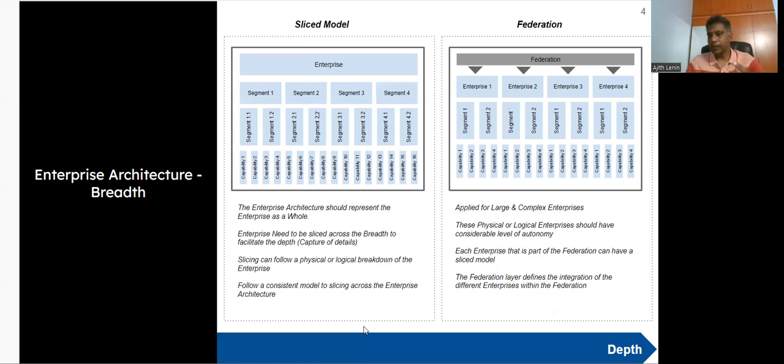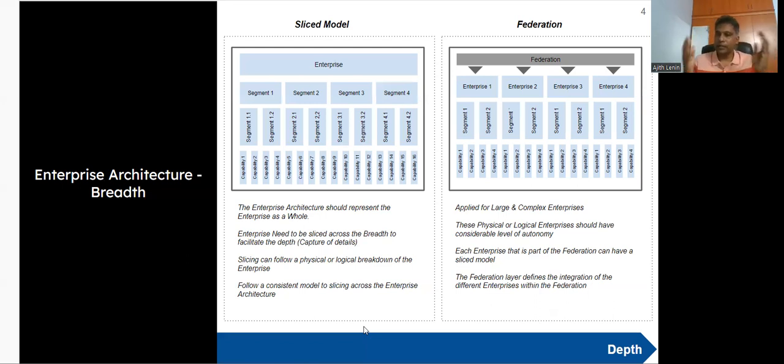The purpose of breaking it down is that when we go into the depth, we cannot always have the entire enterprise represented in the details. So breaking down across the breadth facilitates capturing the details. The breaking down of the enterprise can be a logical split, a functional split, or a physical split. When we say physical, it represents a business unit.